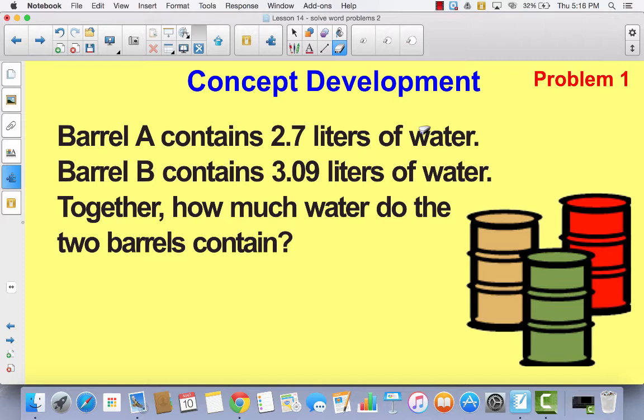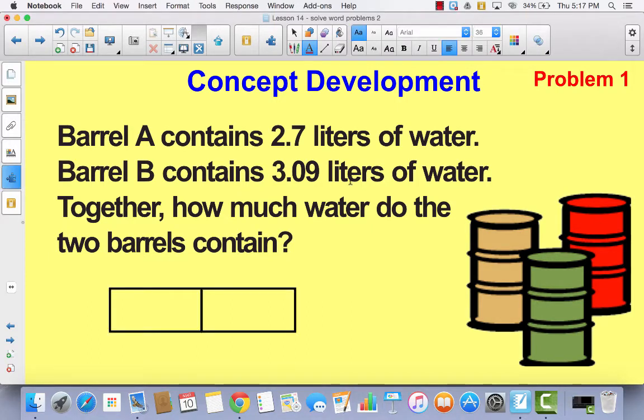Barrel A contains 2 7/10 liters of water. Barrel B contains 3 900 liters of water. Together, how much water do the 2 barrels contain? So what is something that you could draw? I want you to think to yourself, what is something that you could draw? And I want you to go ahead and draw it and be thinking about how you are going to solve this problem. And when you have something drawn, come back and let's check together.